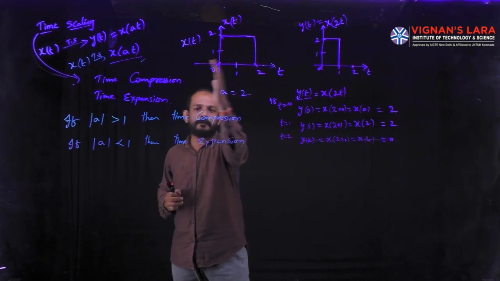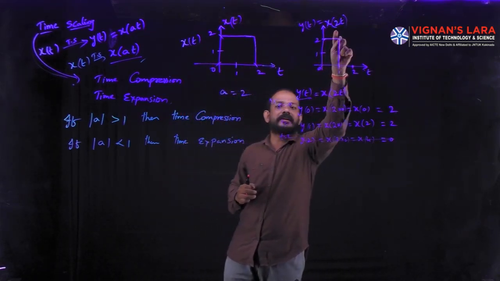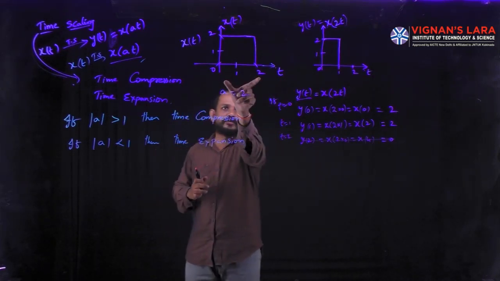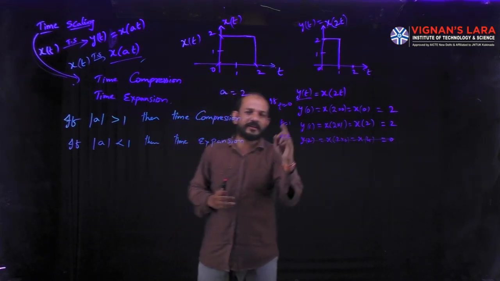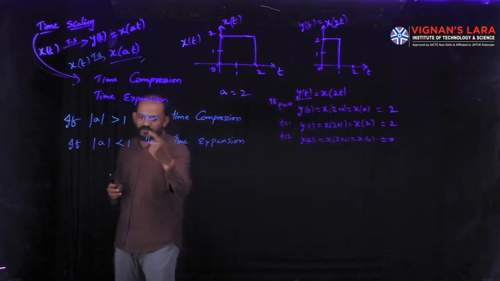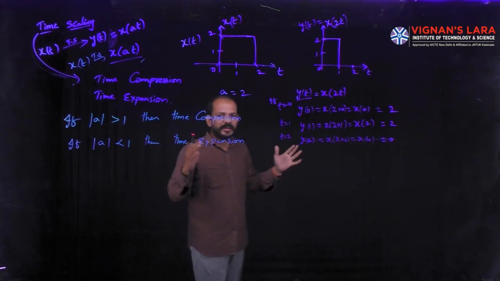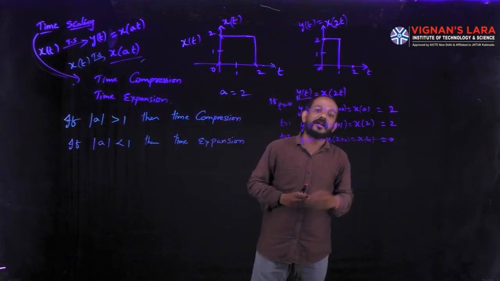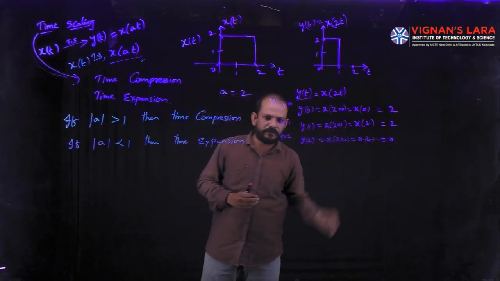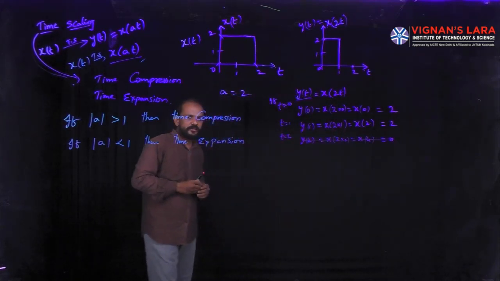Simply it is compressed by the factor a. If you observe that this is 2, it is compressed by the factor 2 because we are multiplying the t with 2. If the factor is a, then the signal will be compressed with that factor a. So simple logic. There is no need to do all this thing. The simple logic I will tell you.